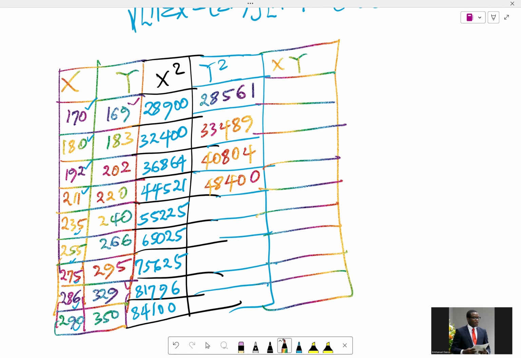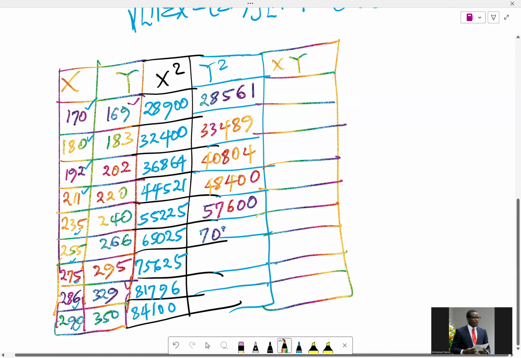240 raised to power 2, that's 57600. And we have 266 raised to power 2, that's 70756. All this one now, that's what we're doing. And then we have 295 raised to power 2.